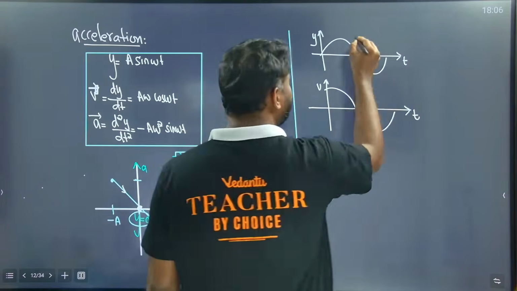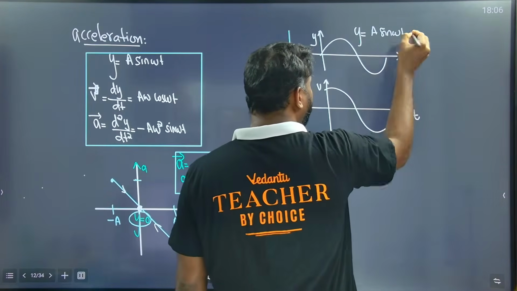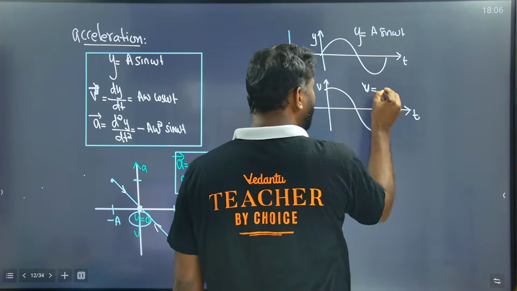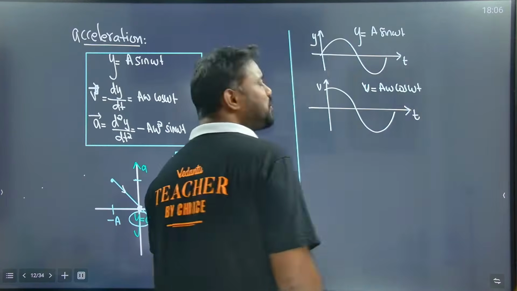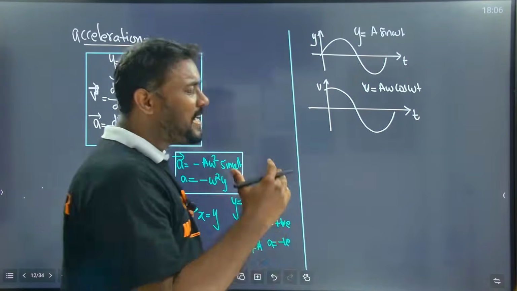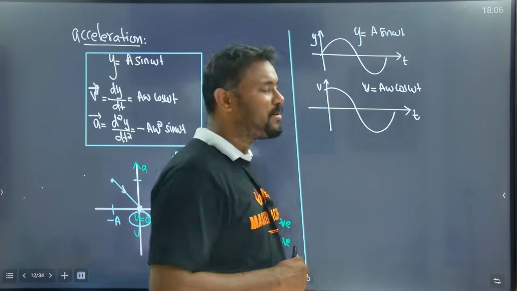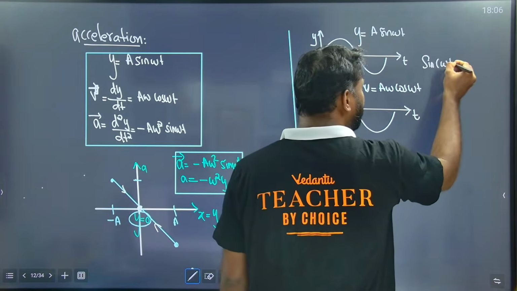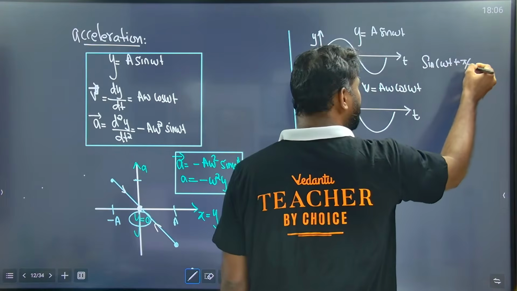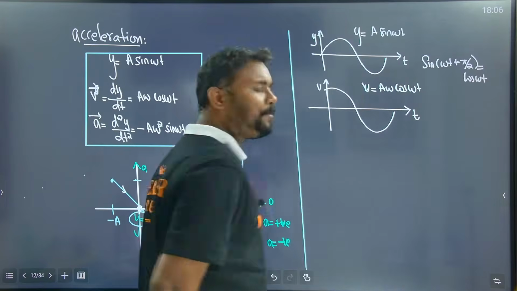So this is y is equal to a sin omega t. Then v is equal to a omega cos omega t. This is the cos function. So we can represent sin in terms of cos. How? Sin of omega t plus pi by 2, we can say it is a cos function. This is cos omega t.